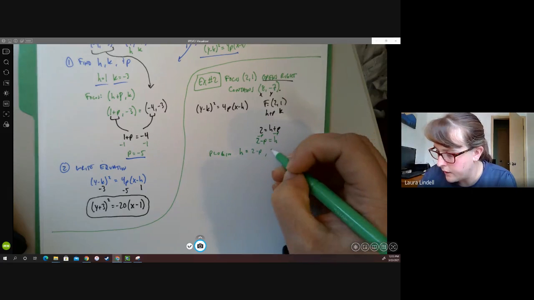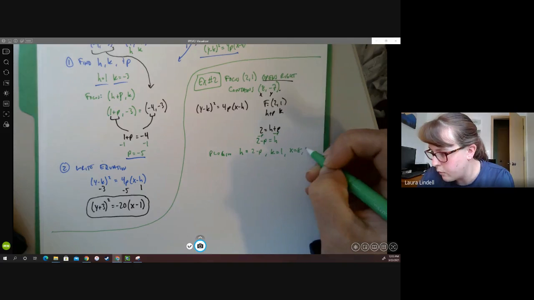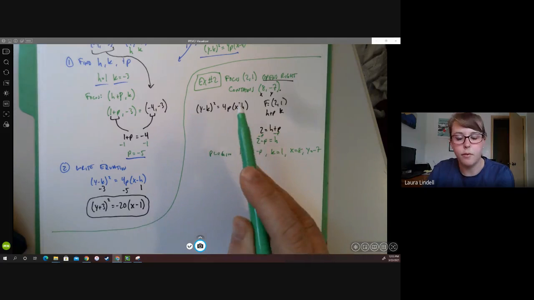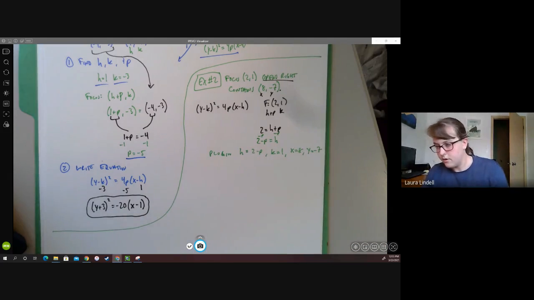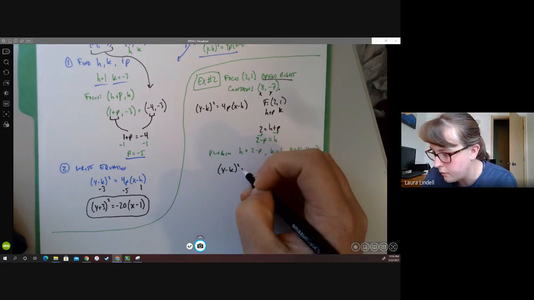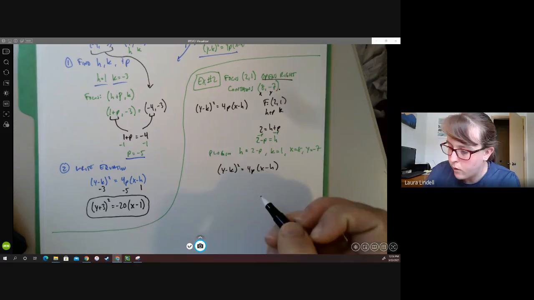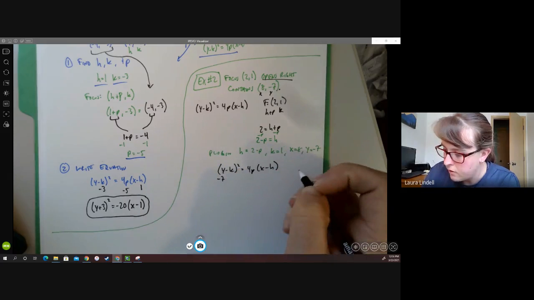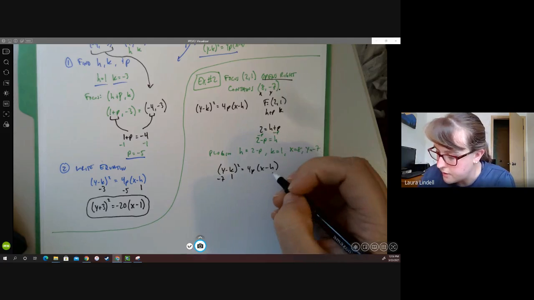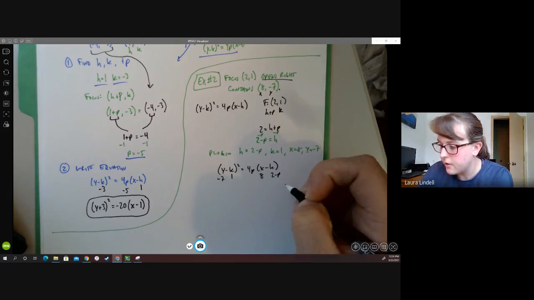I can plug in k is 1. I can plug in x equals 8 and y equals -7. That's all the stuff that I have. I'm going to plug it into this equation here. So we have y minus k squared equals 4p times x minus h. We know that y is -7. We know that k is 1. We know that x is 8 and that h is 2 minus p.